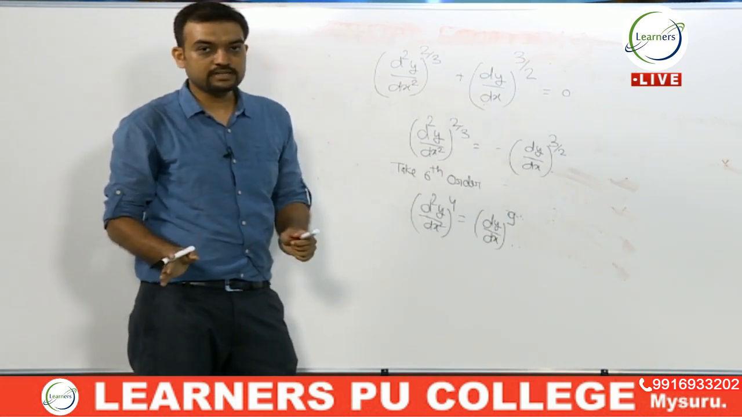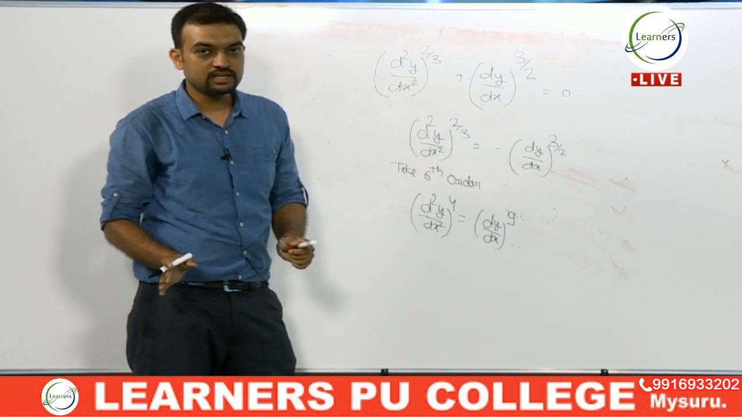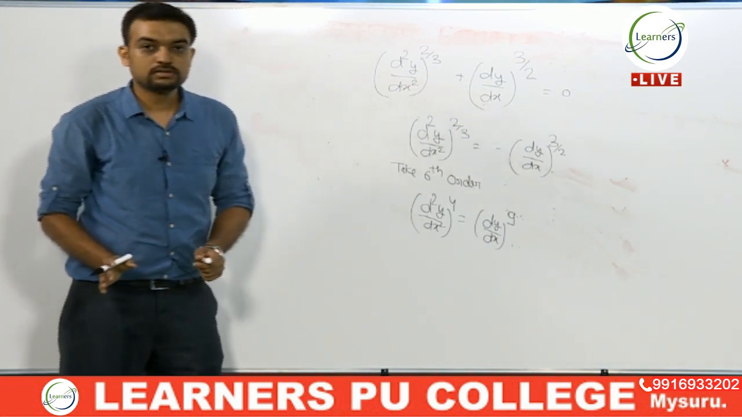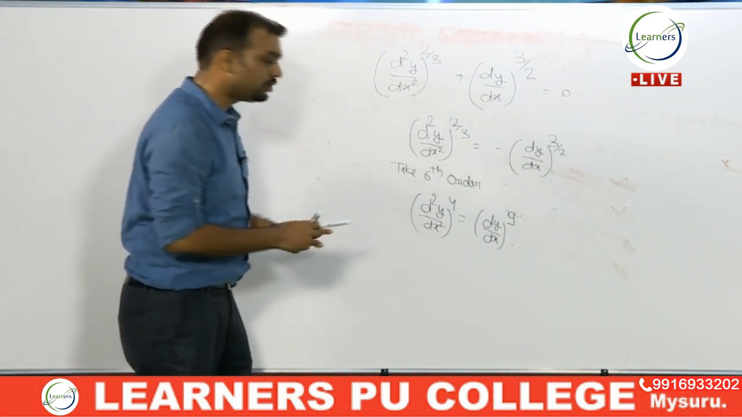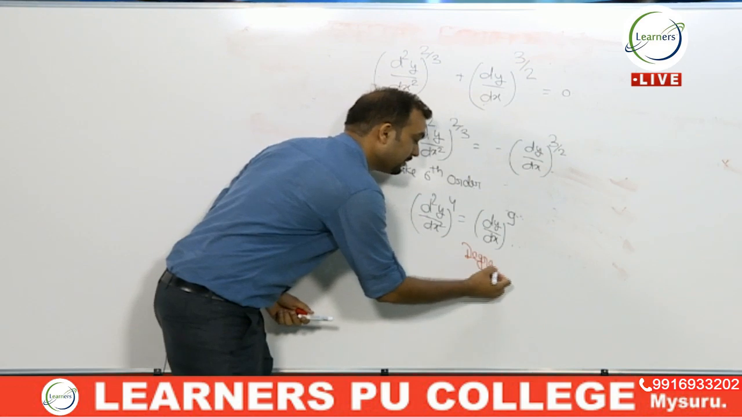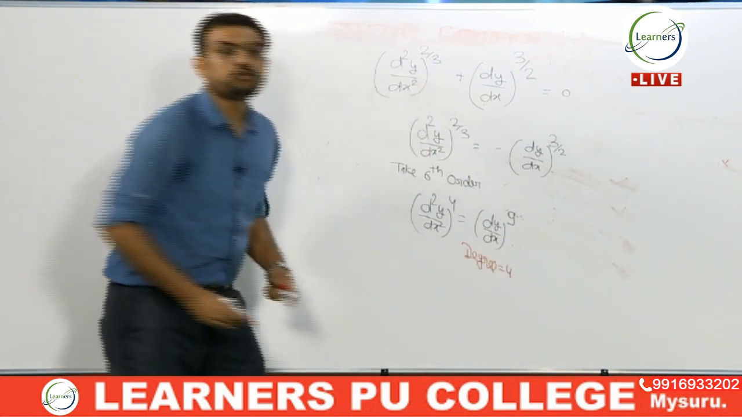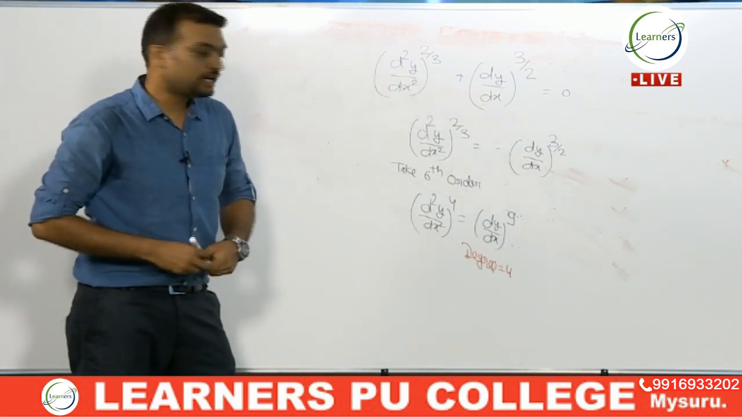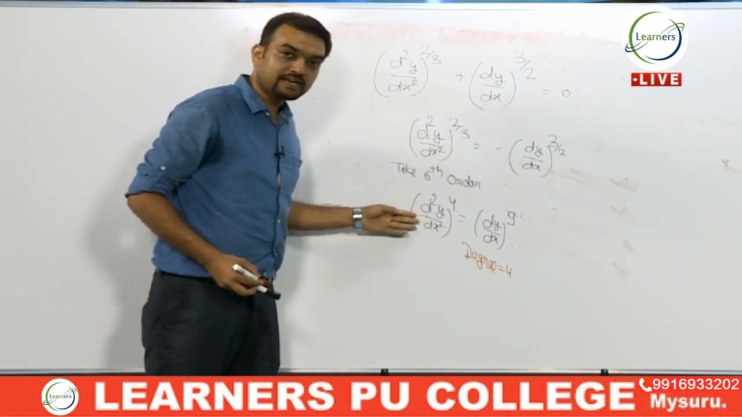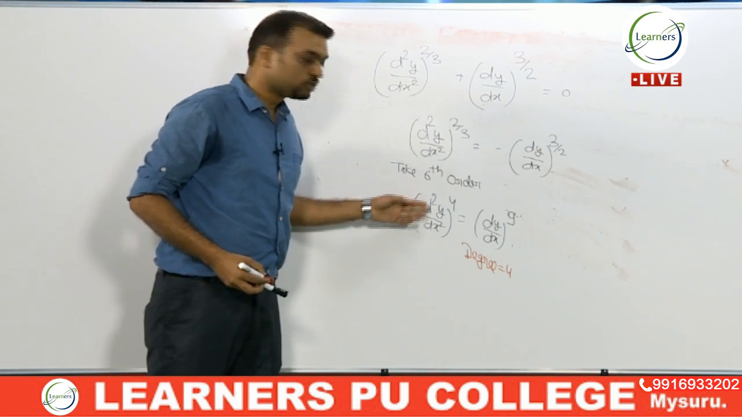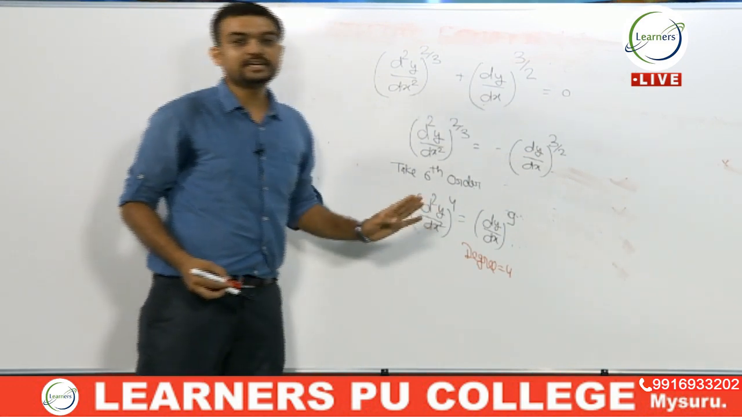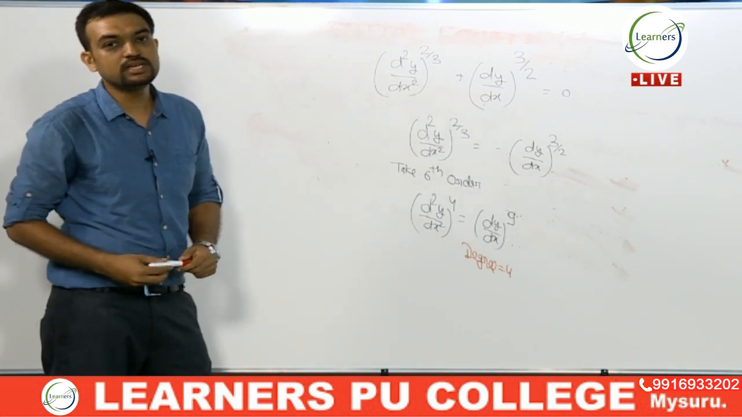If the degree of the differential equation exists, what is the degree? 9 or 4? I hope you should be able to tell me the answer. The degree is equal to 4. Why? Because we are looking for the highest power of the highest derivative term. So here this is the highest derivative term. So what is the highest power of the second order derivative term? That is 4. So I can say the degree of the given differential equation is 4.